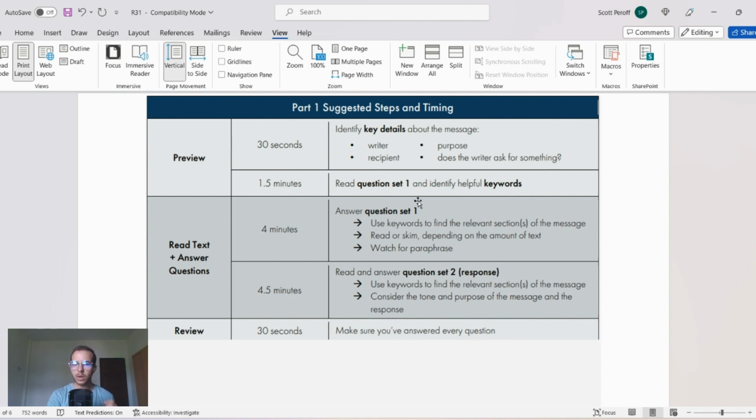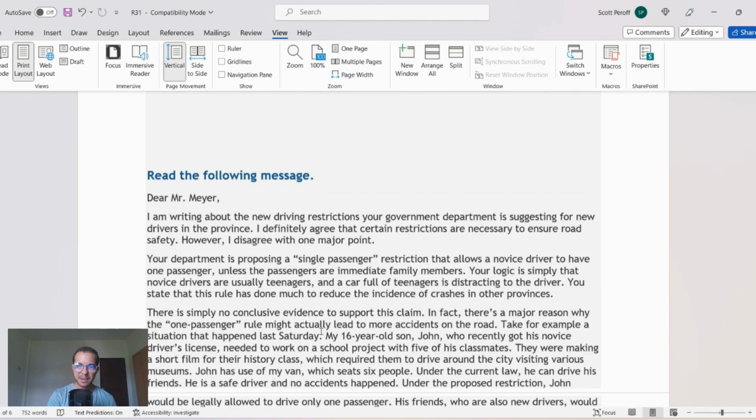Read question set 1 and identify keywords. Then once you're finished, go back, look at the answers or write down the answers for question 1. Then you do that again. Read question set 2, find the relevant information, and answer them. At the end, you can give yourself a few seconds to make sure you've answered every question. So let's do that today.